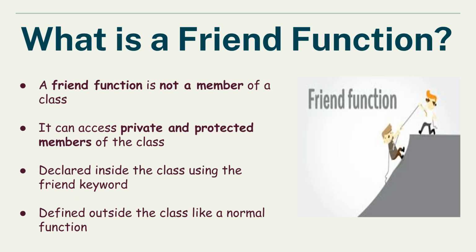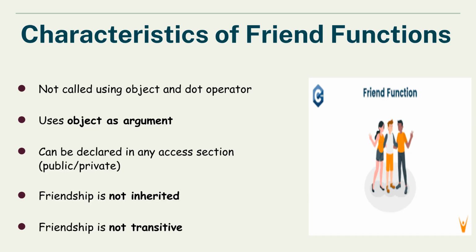A friend function is not a member of a class, but it can access its private and protected members. It is declared inside the class using the friend keyword and defined outside like a normal function. Friend functions are not called with the object and dot operator, but rather use the object as an argument. Note that friendship is neither inherited nor transitive.